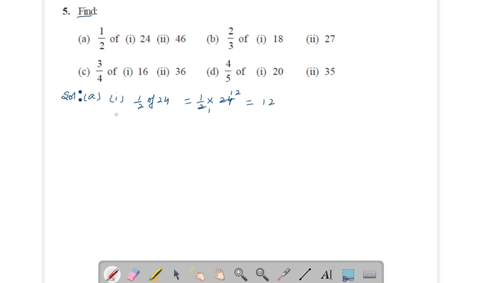Now second part, it is 1 upon 2 of 46. Again solve it. It can be written as 1 upon 2 into 46. Here cancel 2 and 46. 2 1s are 2 and 2 23s are 46. Multiply it, you will get 23. This is your answer. Now come to B part.